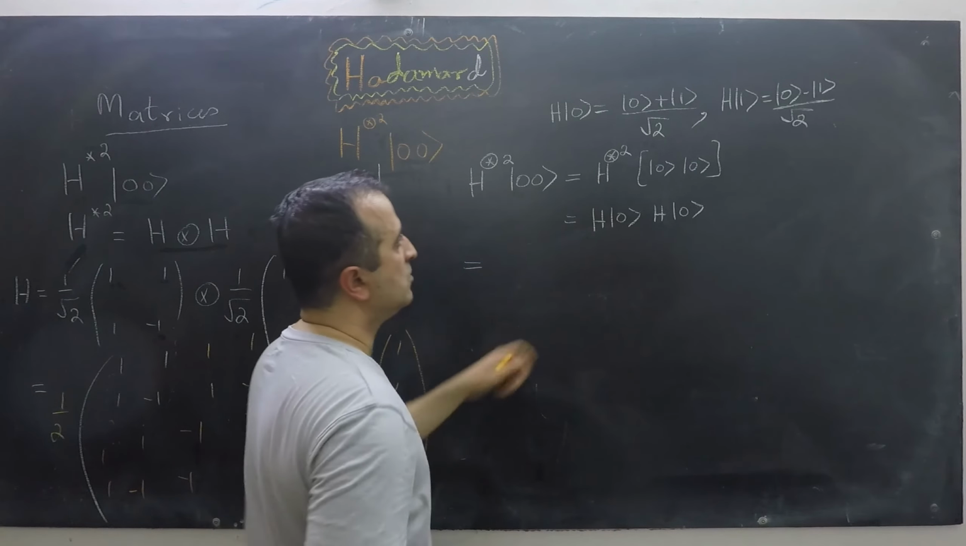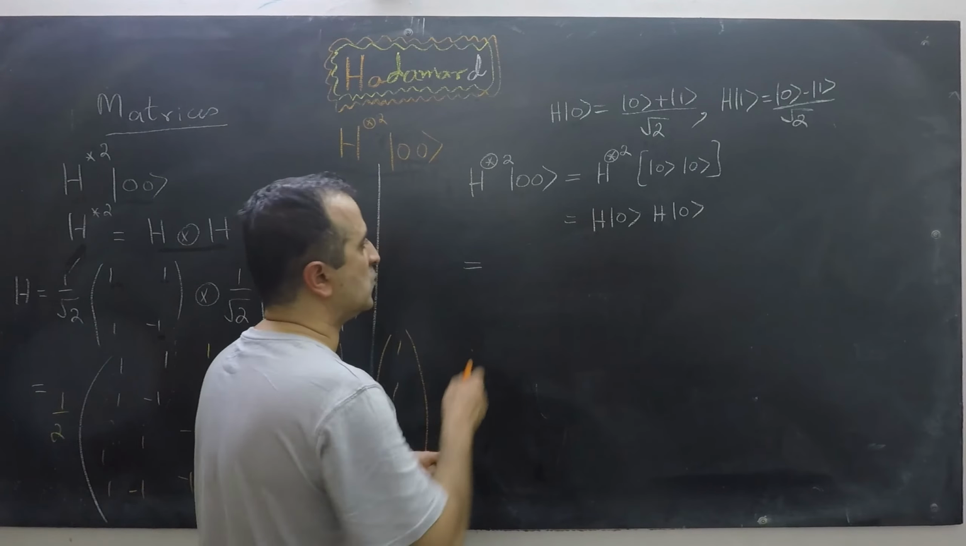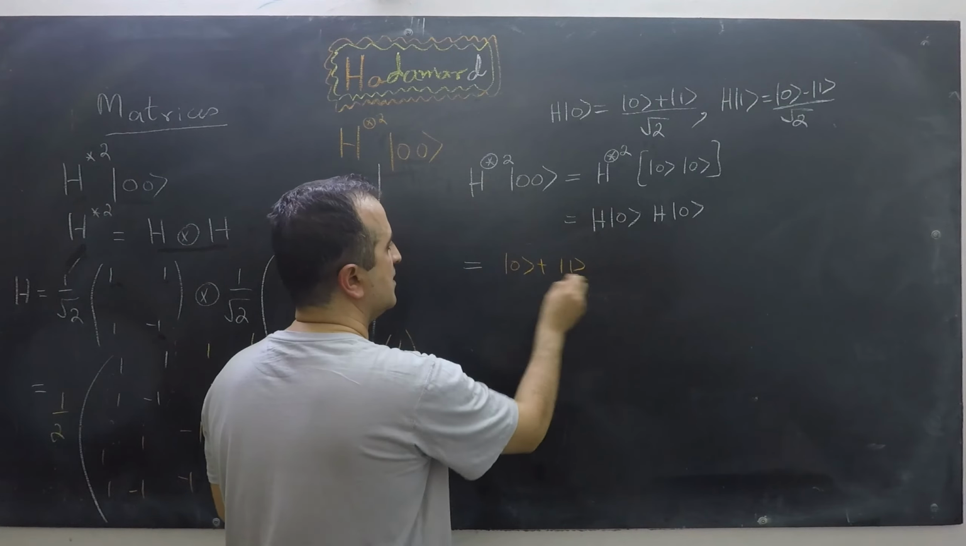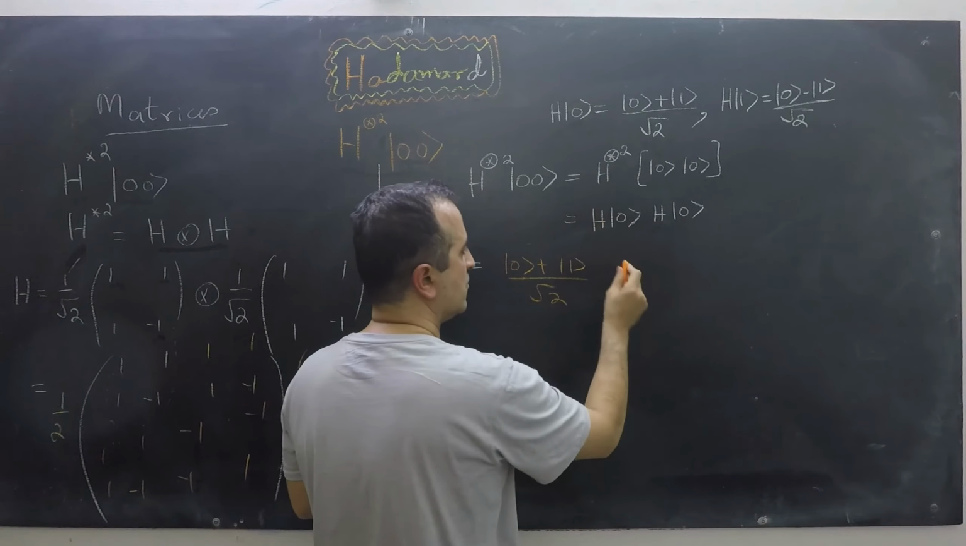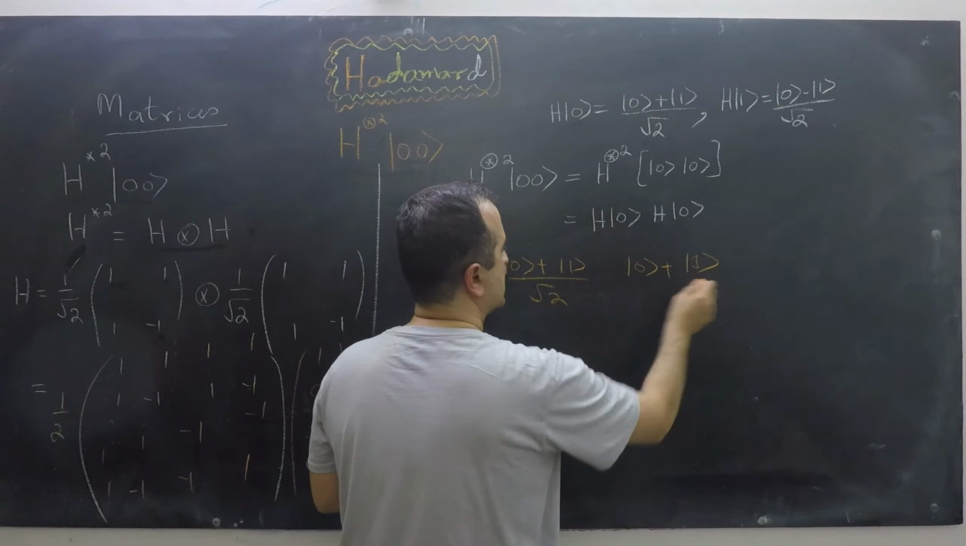So we know that Hadamard gate on ket 0 is this thing. So our result is going to be ket 0 plus ket 1 divided by square root of 2. We know Hadamard gate on ket 0 is once again this thing. Our result is going to be ket 0 plus ket 1 divided by square root of 2.